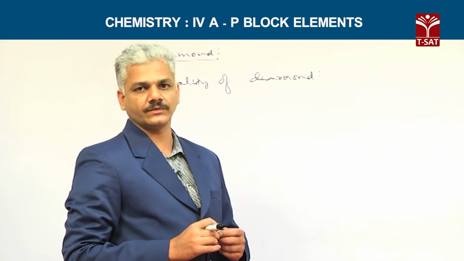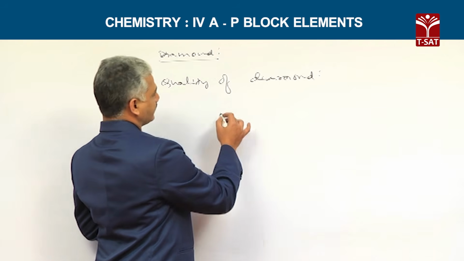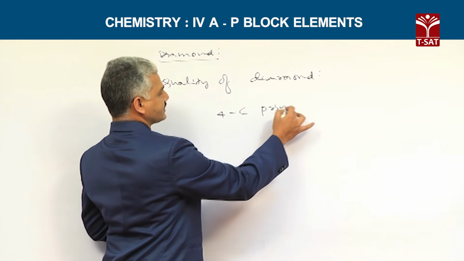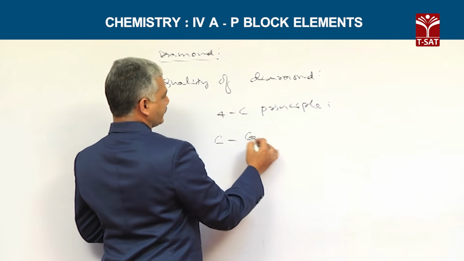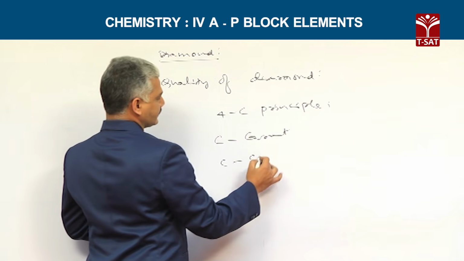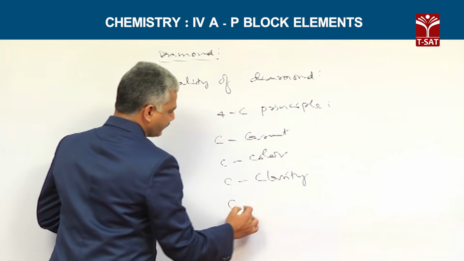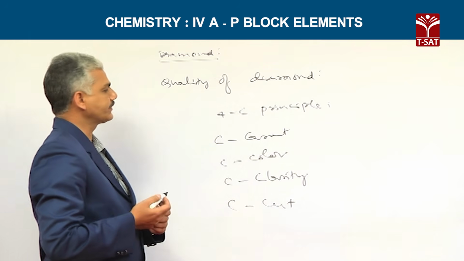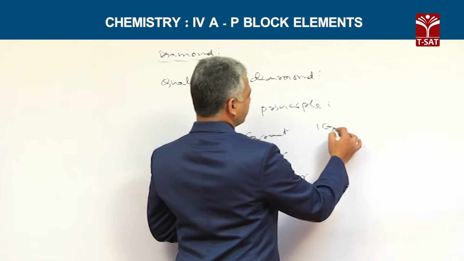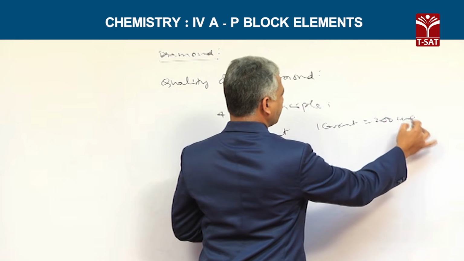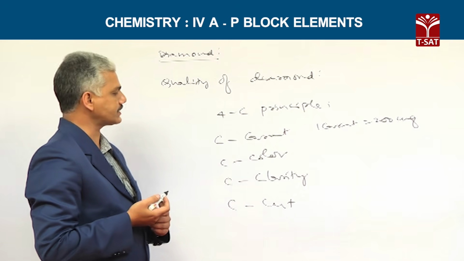How to assess the quality of a diamond? The quality of a diamond is assessed on a principle called the 4 C's principle. The 4 C's are: first C is for carat, second C is for color, third C is for clarity, and fourth C stands for cut. Carat indicates the weight of the diamond. 1 carat is equal to 200 milligrams. With an increase in the number of carats, the weight of the diamond also increases.